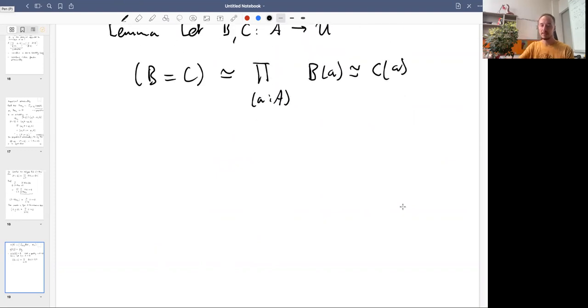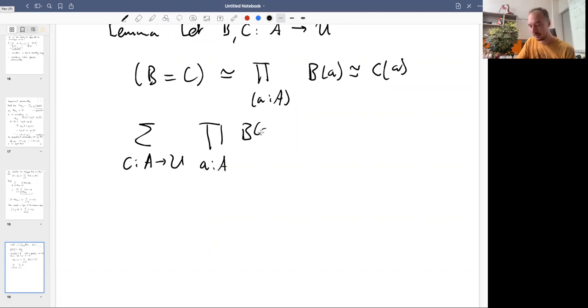So it's an application of the fundamental theorem of identity types, and since that is so important, and I really would like you to master this, I'm just going to show it again. So we have to show that sigma C from A to U, for every a in A, B a is equivalent to C a. You want to show that this is contractible.